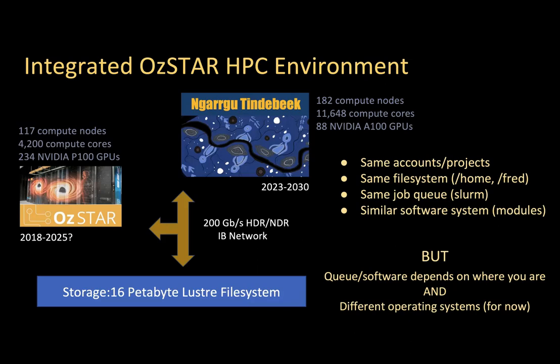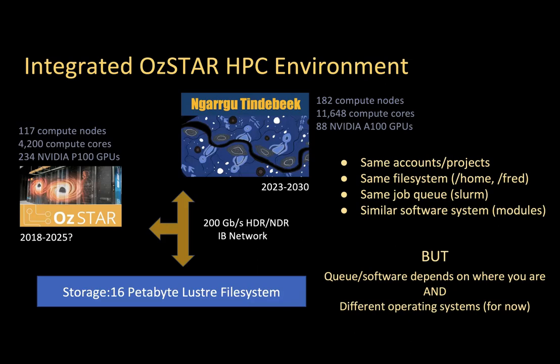For the new machine, Ngagu Tinderbeek, there are 182 compute nodes. The compute cores are now AMD Milan, still the same x86 architecture, so you shouldn't have any problem porting code from one machine to the other. But it's a different environment, newer hardware, different flavor of CPUs. So it's always recommended that you recompile your code when you switch from one hardware environment to another. So if you want to make sure it's fully optimized, that is recommended.